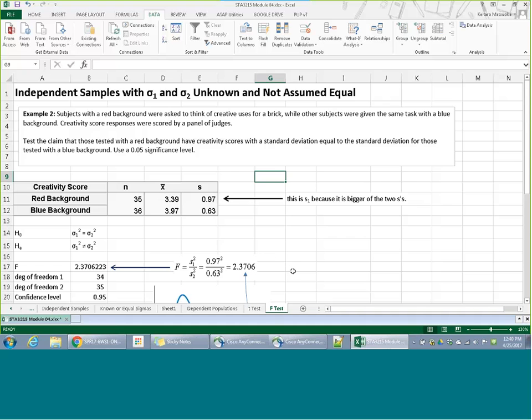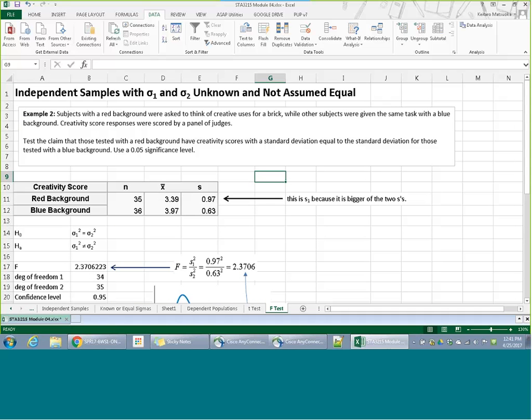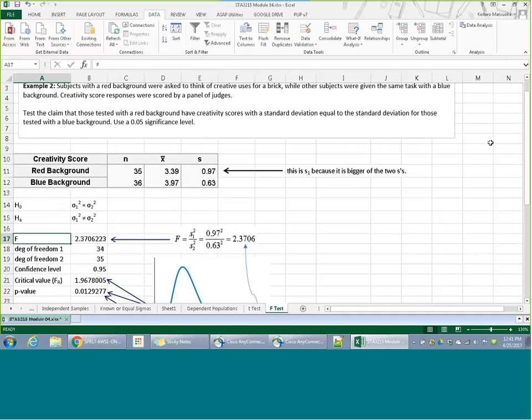Okay. In doing so, we're going to introduce a new test statistic, which is F. Okay. F comes from comparing two variances, S1 squared and S2 squared. Okay. So if you're comparing the standard deviations of two independent samples, you have to use F. And Excel can handle that.